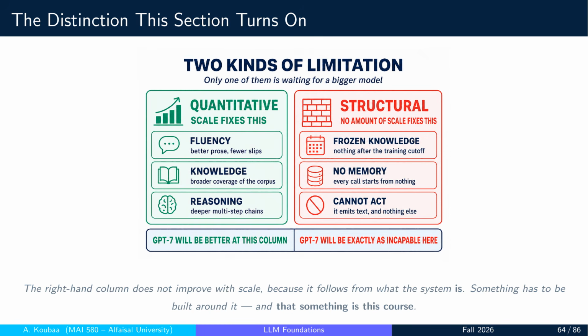Read the sentence at the bottom carefully, because it explains why. The right-hand column does not improve with scale because it follows from what the system is. It's a consequence of the design, not of the size. A model that predicts the next token from a fixed set of weights and a finite context has certain properties, and those properties remain no matter how large you make it. As a consequence, something has to be built around it, and that something is this course.